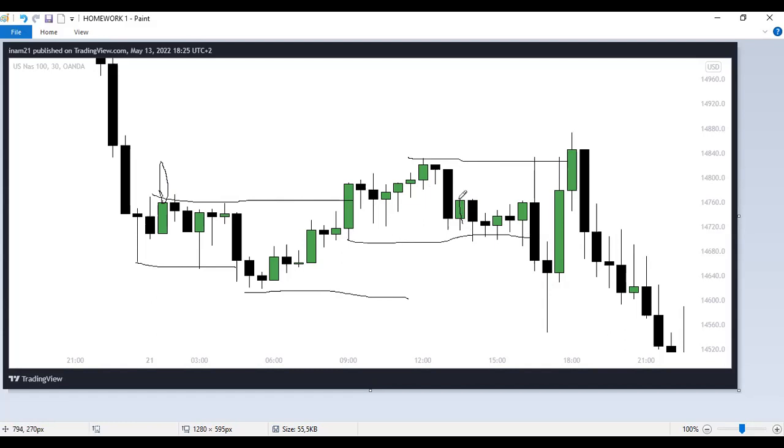After the New York session opened, it sponsored the move that took out the London low. As you can see, the London low was taken, and also the Asian low. You feel me? And then after all of them were taken out, it went up to take out the London high. And then it reacted from an imbalance. So I wanted to show you this.